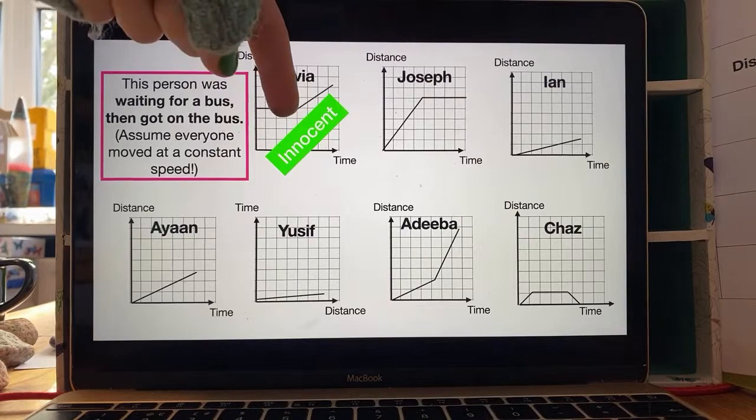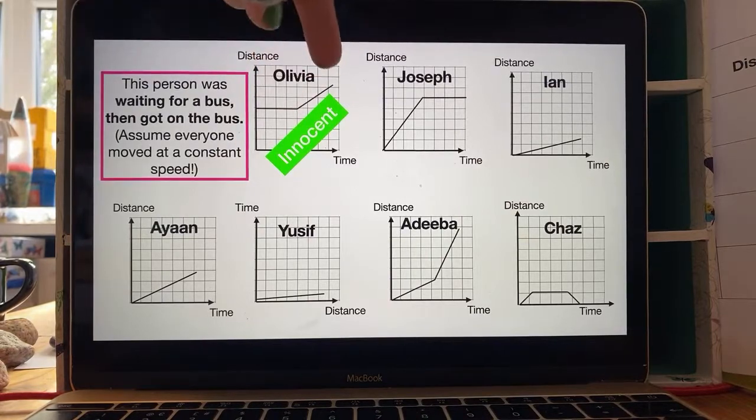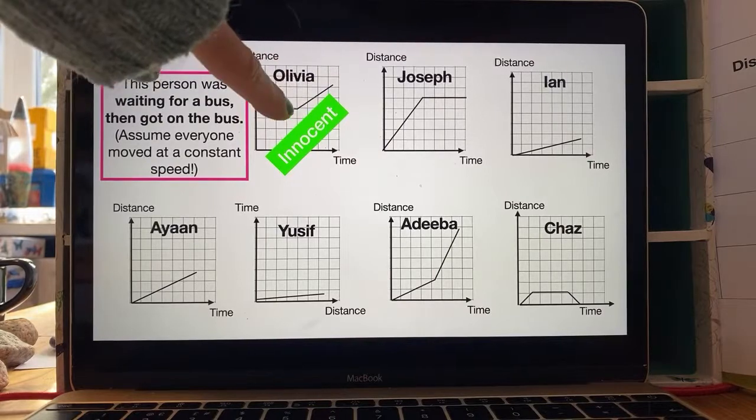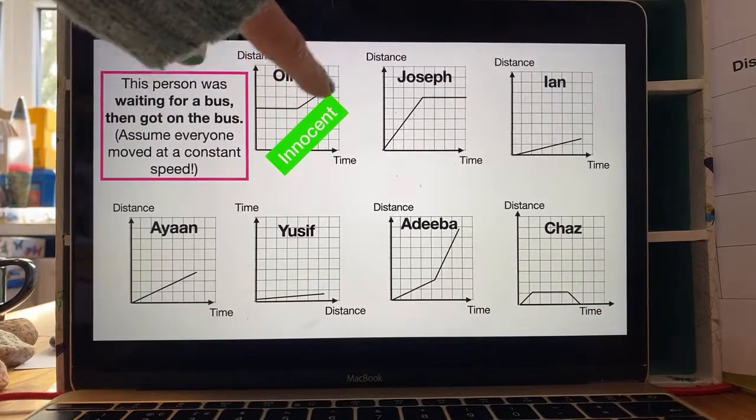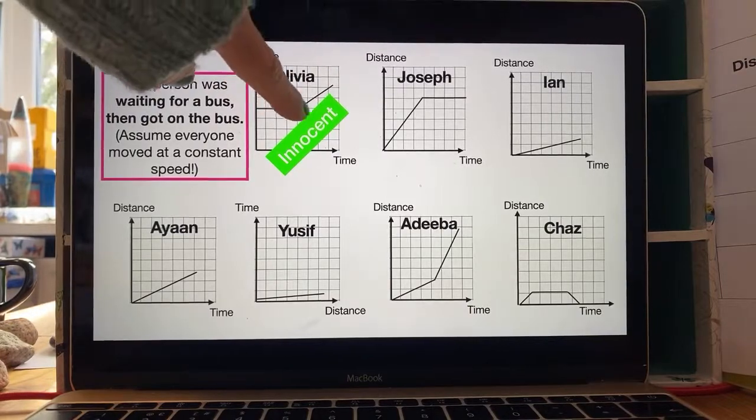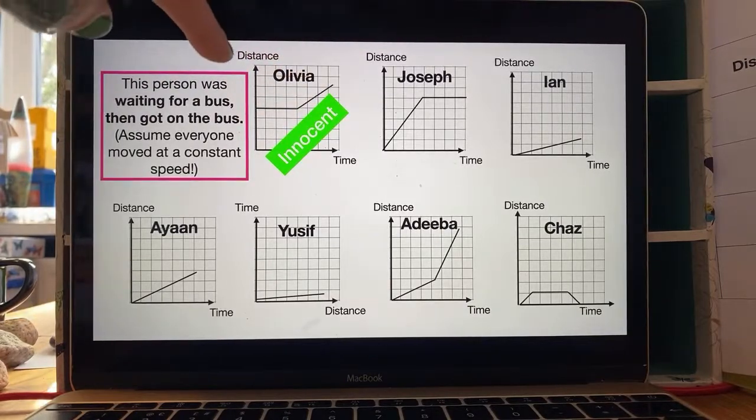But that's not how buses work, is it? This thing's moving at a constant speed. Every second that goes by, it's moving, let's say, half a metre. Another second goes by, it moves another half a metre. Anything with a straight line gradient like that is moving at a constant speed. And that's not how buses work. It would have started slowly and then it would have got faster. But we will look at acceleration next week.